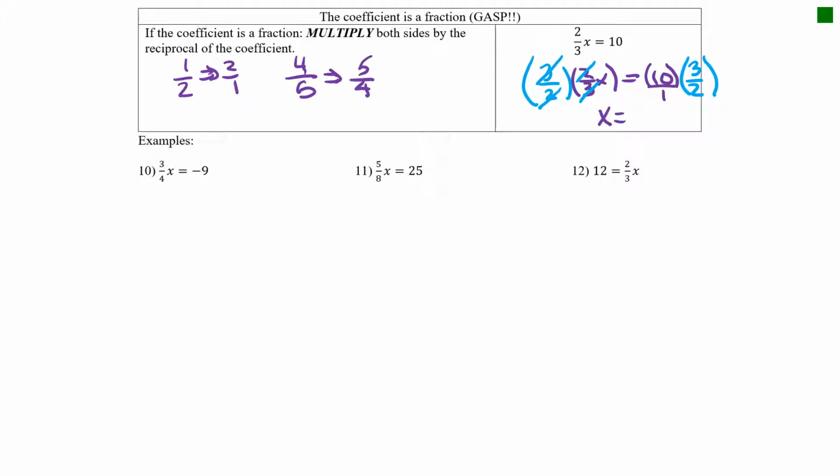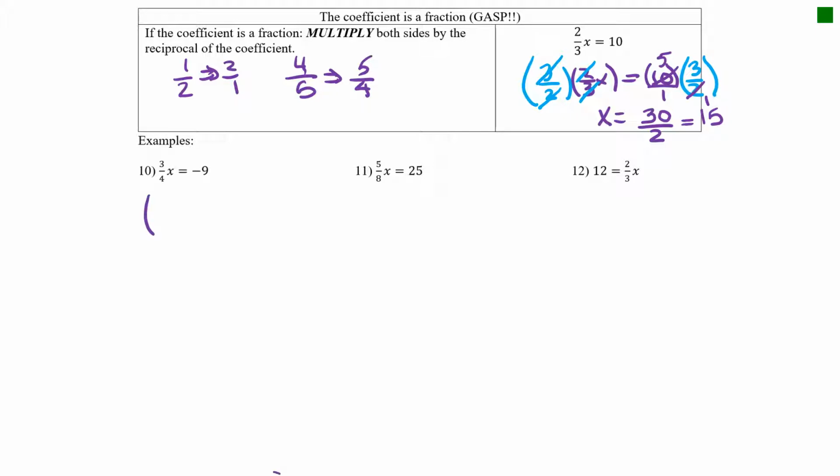Over here, this 10 is really on top. So I can either say 10 times 3 is 30, 1 times 2 is 2, or I could have said 2 goes into 2 once, 2 goes into 10 5 times, and I would get 15. So your better answer there, the proper answer is x equals 15.